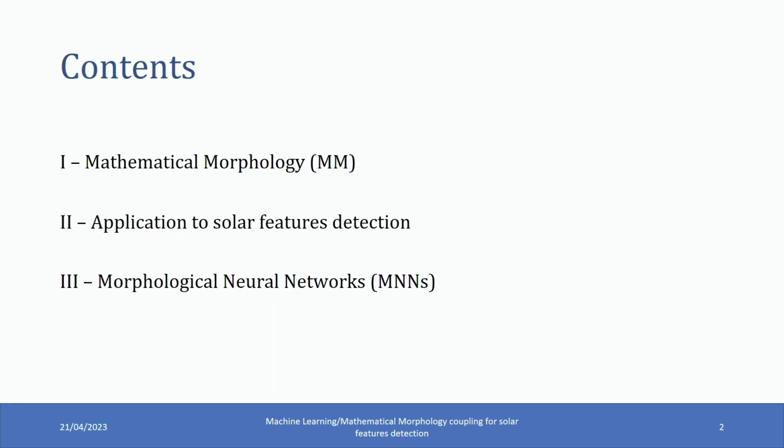So first, I will quickly present this mathematical morphology method and its application to solar features detection. In particular, we use it for sunspots identification. And then I will introduce morphological neural networks, which are a specific architecture of neural networks which incorporate mathematical morphology operation inside the hidden layers.